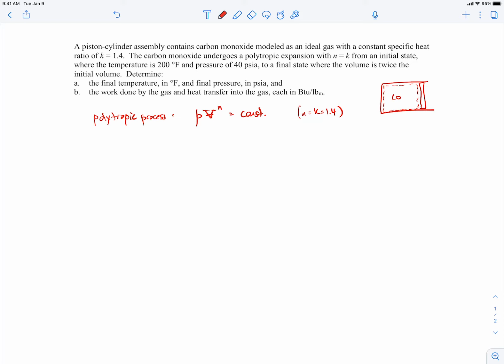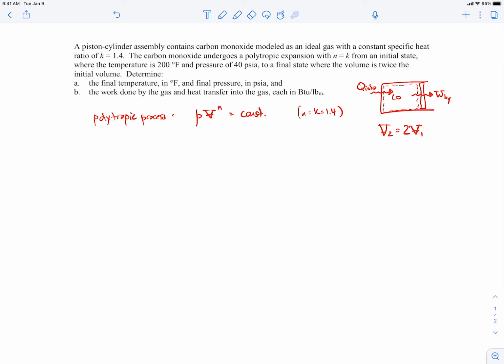From some initial state where the temperature and pressure are given to a final state where the volume is twice the initial volume. So I know that V2 is equal to 2 times V1. And we're asked to determine the final temperature and final pressure in the carbon monoxide and the work done by the gas and the heat transfer into the gas. So there could be some heat transfer coming in. I'll draw it in my energy flow diagram like that, and there's some work being done by the system on the surroundings, so I'll draw that as well.